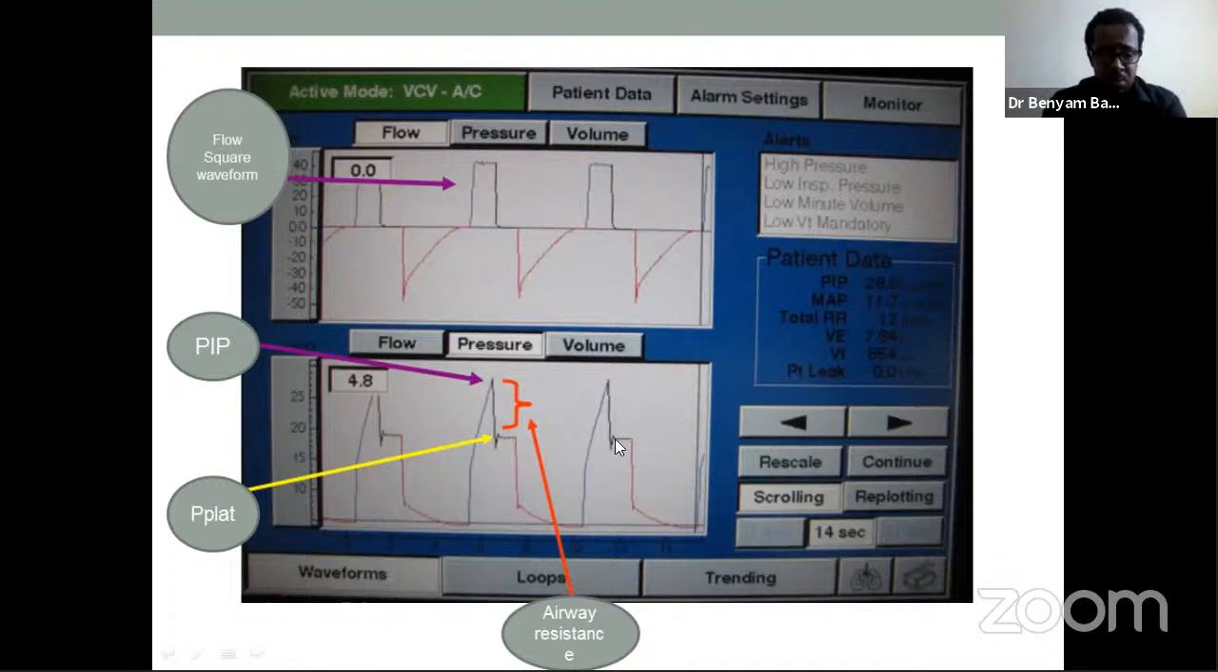This could be a graph that you would see when there is increased airway resistance. The peak inspiratory pressure is very high. If you remember our discussion last time, the difference between peak inspiratory pressure and plateau pressure ideally should be 5 or less. As you can see here, it is much more than that, so we might think there is airway resistance.